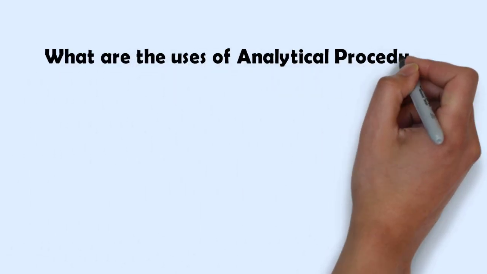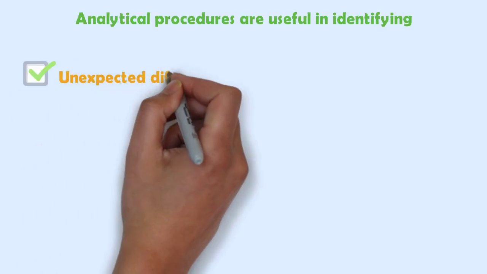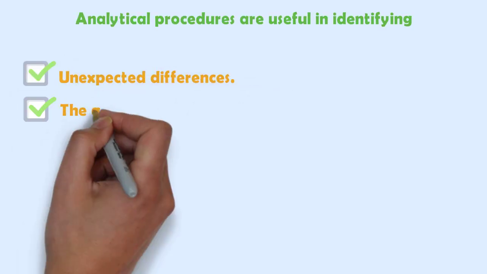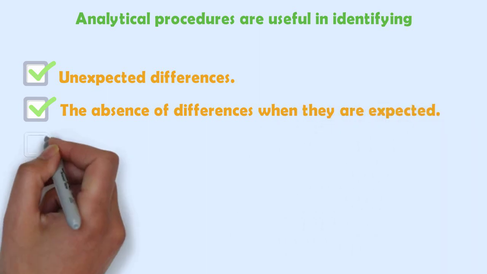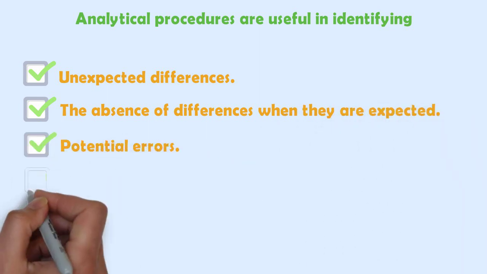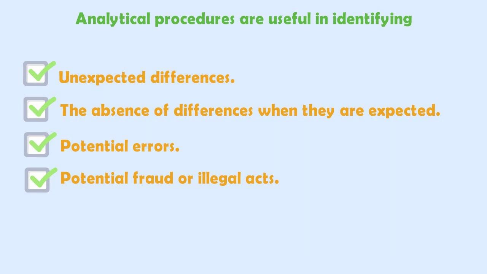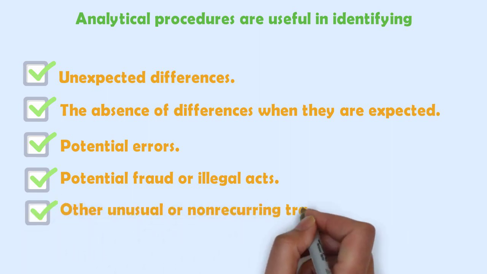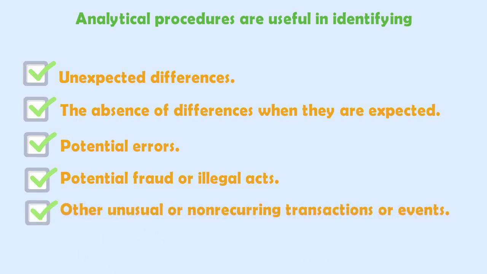What are the uses of analytical procedures? Analytical procedures are useful in identifying unexpected differences, the absence of differences when they are expected, potential errors, potential fraud or illegal acts, and other unusual or non recurring transactions or events.